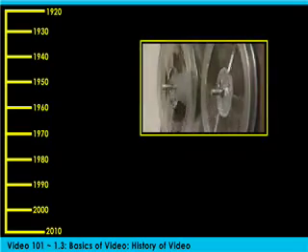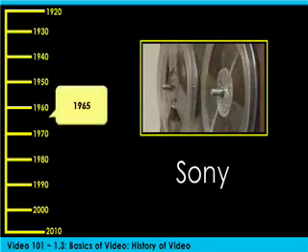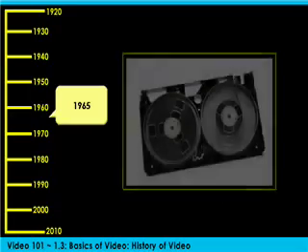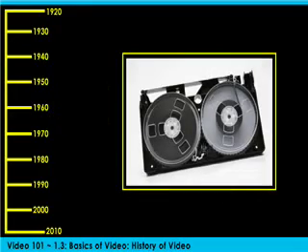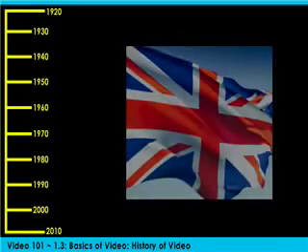The first reel-to-reel black and white VTR for home use was marketed by Sony in 1965. But it wasn't until the video cassette became available that consumer adoption of home video really took off. The first video cassette recorder appeared in the UK in 1972.